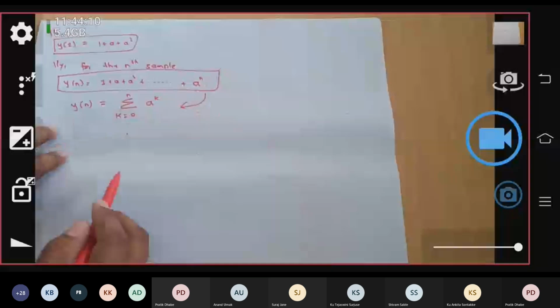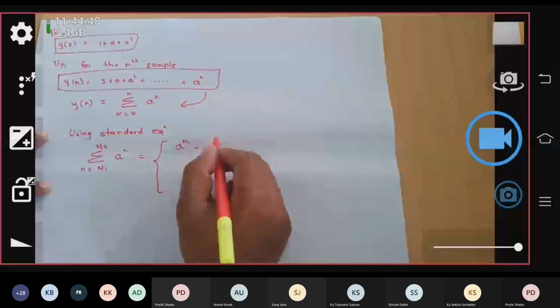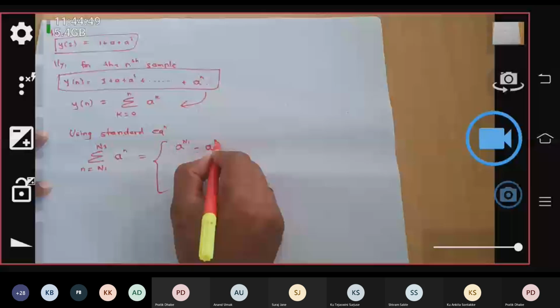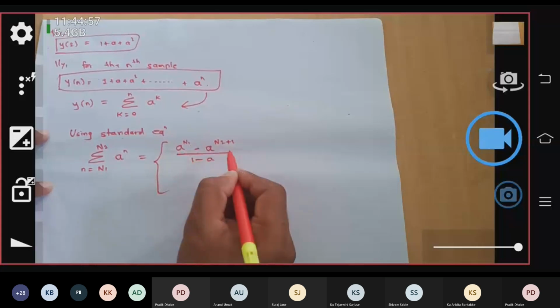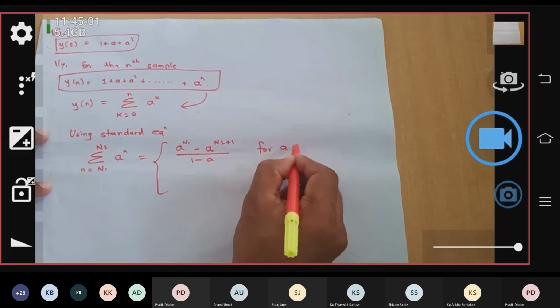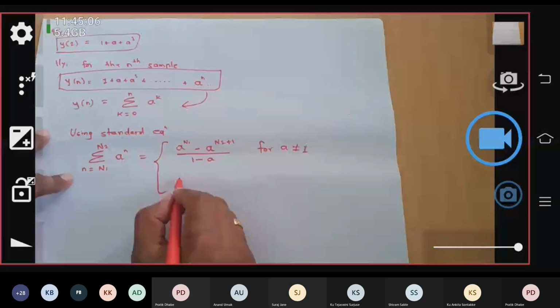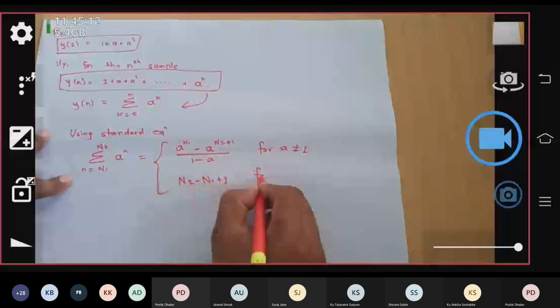If you have summation n equals to lower limit n1 and higher limit n2 of a raised to n, then this summation is given by a raised to n1 minus a raised to n2 plus 1, divided by 1 minus a. This is true for a not equal to 1. And if a equals 1, then this summation gives you a result of n2 minus n1 plus 1. This is for a equals to 1.